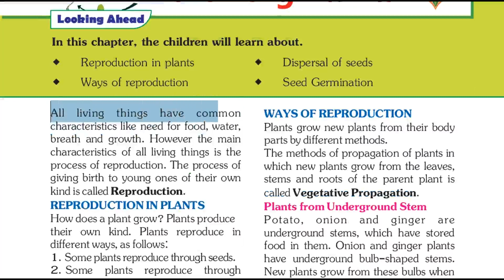All living things have common characteristics like the need for food, water, breathing, and growth. However, the main characteristic of all living things is the process of reproduction. The process of giving birth to young ones of their own kind is called reproduction.